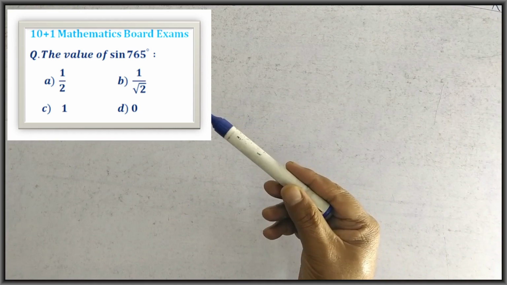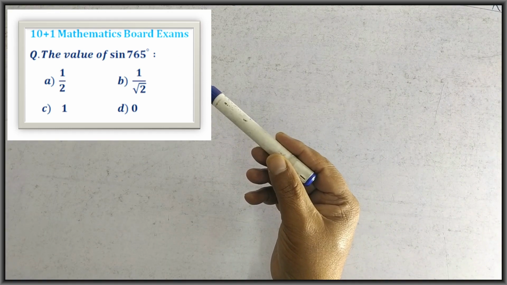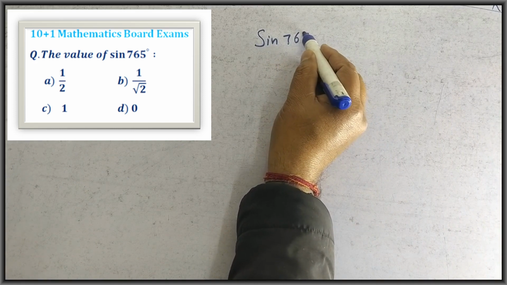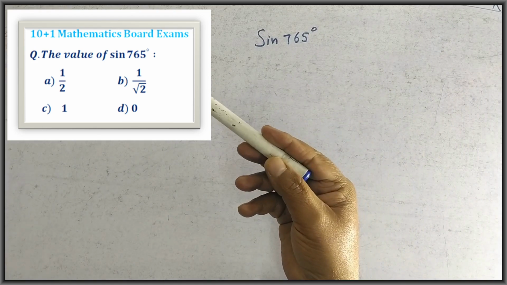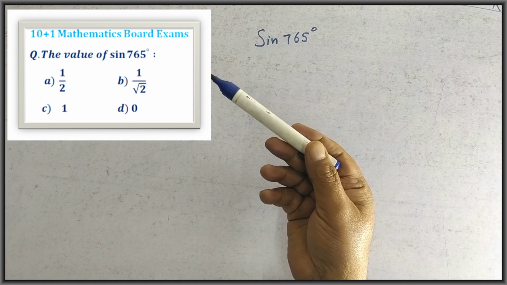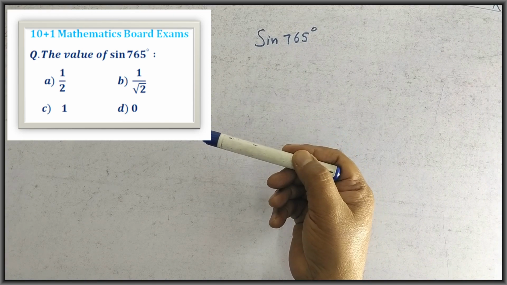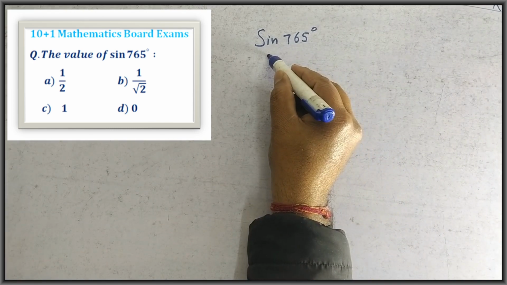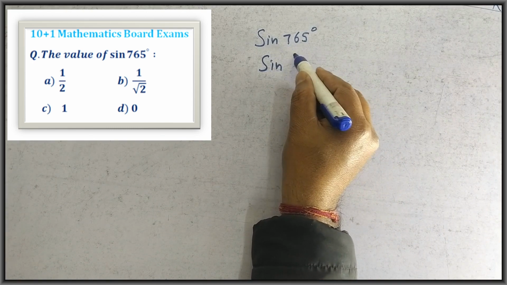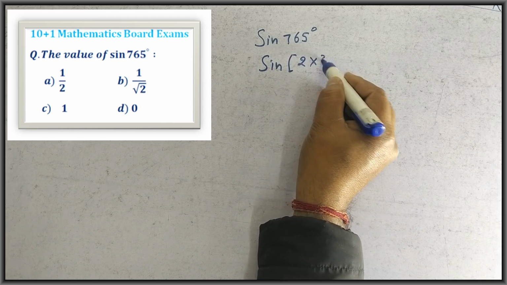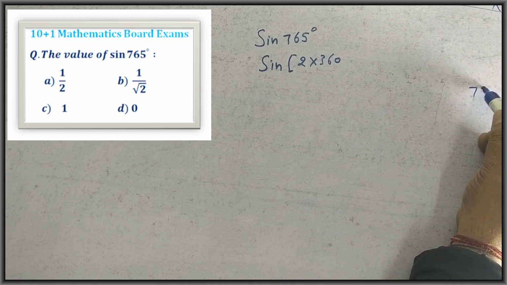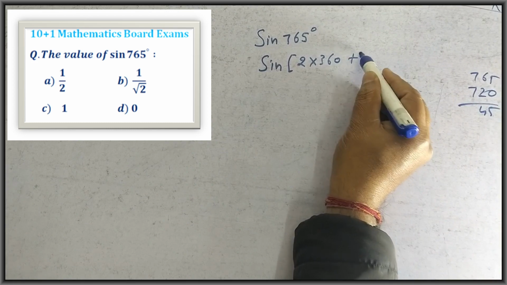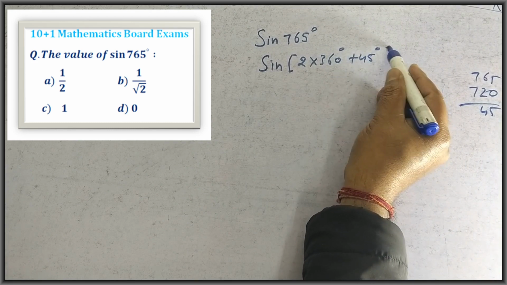Let us go through the next question, children. Here he says the value of sine 765 degree is: A part is 1 by 2, B is 1 by under root 2, C is 1, D is 0. Listen children, here you can write it like this: sine 2 into 360, that is 720, and if you subtract it you get 45 plus 45, right, like this.